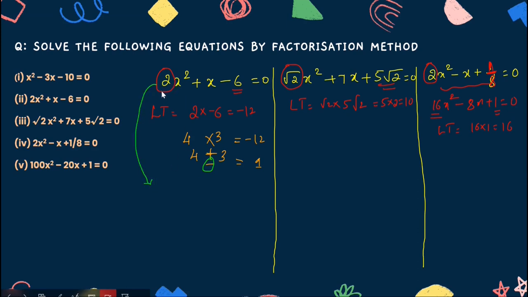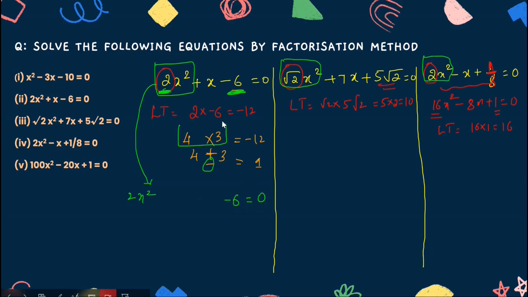Now since you have multiplied this 2 with the last term here, don't think that you should not write this 2. Write as it is. Always in every equation, first term and last term as it is. So what is the first term here? 2x square. What is the last term? Minus 6 equal to 0.